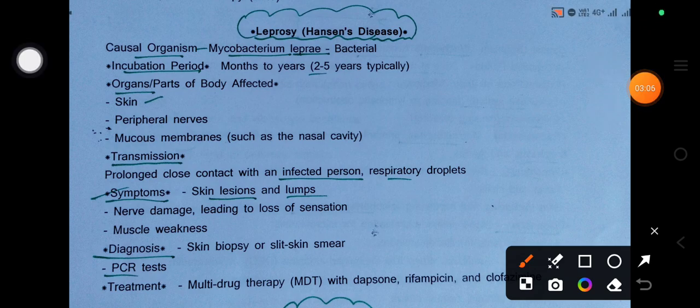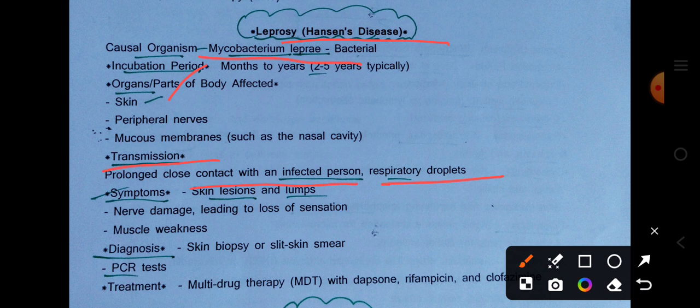Next is leprosy, which is also known as Hansen's disease. It is caused by a bacteria called Mycobacterium leprae, and the incubation period is typically 2 to 5 years. The organs or parts of body affected are skin, peripheral nerves, mucous membrane, and the nasal cavity. Then transmission: prolonged close contact with an infected person can transmit the disease, or sometimes it may be due to respiratory droplets.